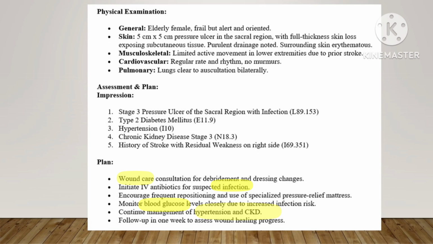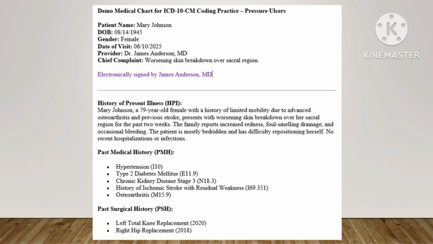If you remember, the chief complaint was worsening skin breakdown over the sacral region, and in the assessment we have seen the patient has stage 3 pressure ulcer of the sacral region with infection. So undoubtedly this is the primary diagnosis, because it is the reason for admission and more attention will be given to the wound and infection. The plan section is also suggesting the same. Now it's time to review the HPI.